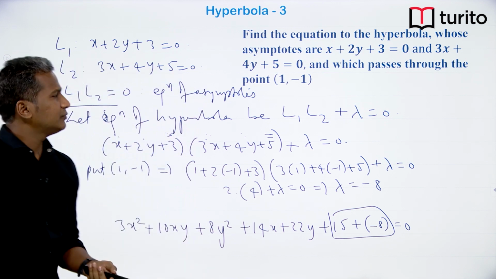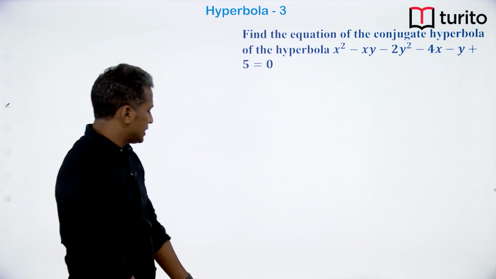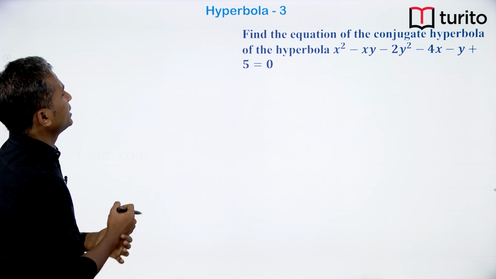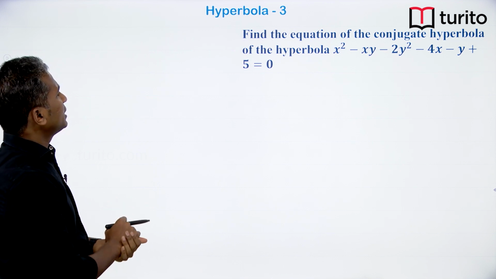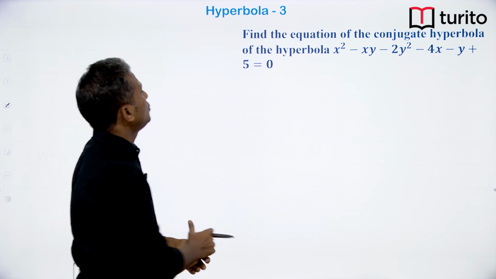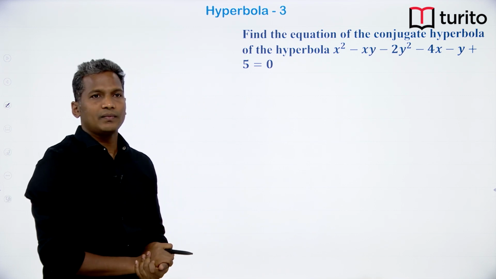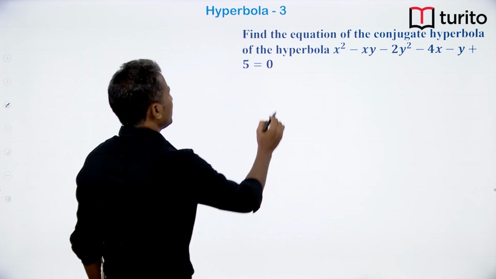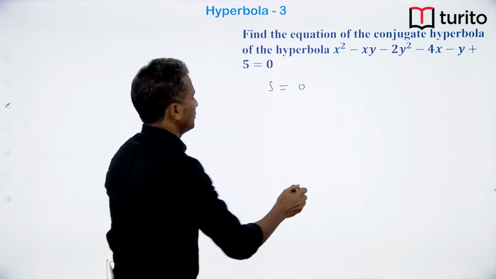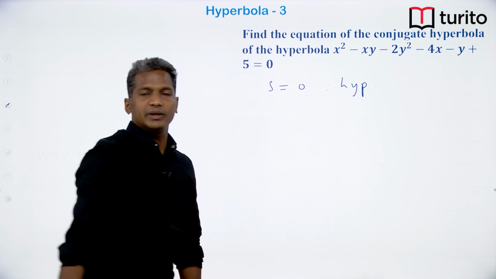Can we move on now to the next idea? Suppose there is an equation given. Here this equation is the equation of a hyperbola, and the question is to find the equation of the conjugate hyperbola. So, basically here S equal to 0 is given as the equation of the hyperbola. This is the hyperbola given.